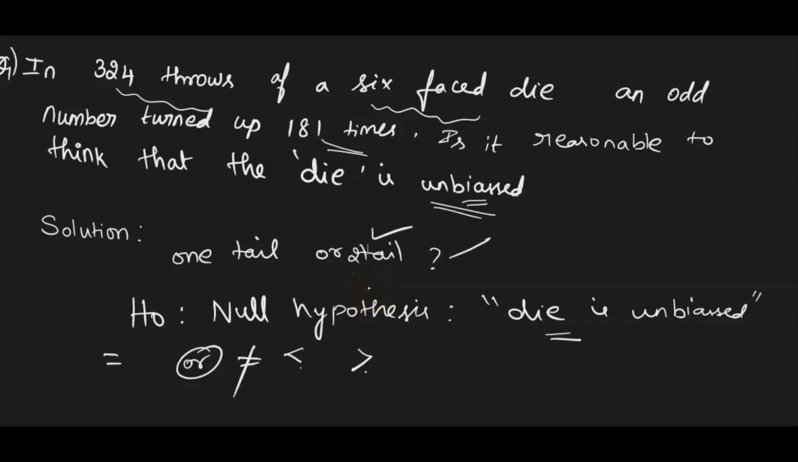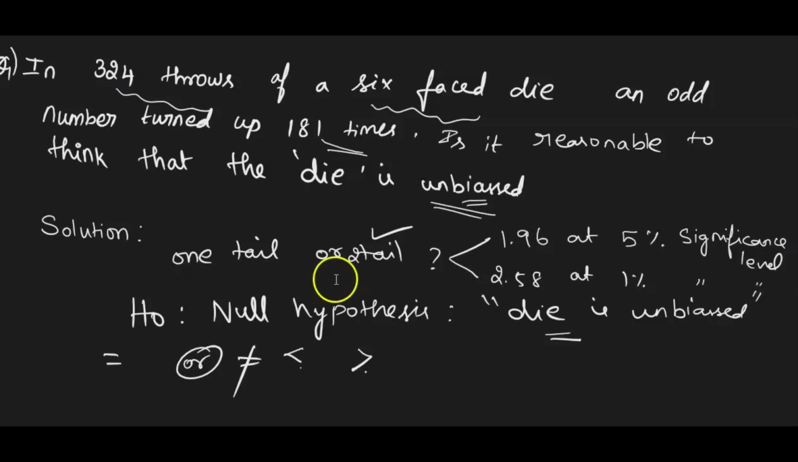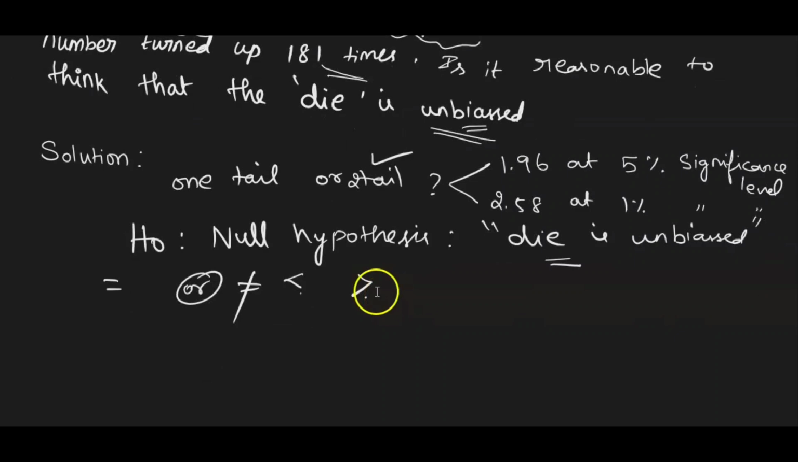What are the values that I have to compare for a two-tail test? 1.96 at 5% significance level and 2.58 at 1% significance level. So these are the values I have to compare with. Now I'm clear with one thing, that I'm going for a two-tail test.